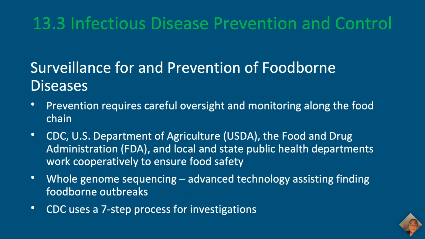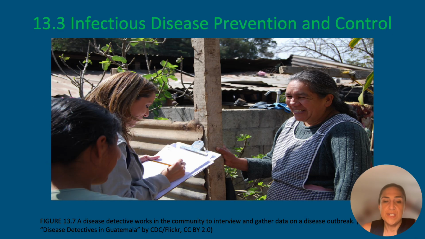When we think about foodborne disease, prevention really requires careful oversight and monitoring along the food chain. So the CDC, the U.S. Department of Agriculture, the Food and Drug Administration, and local and state public health departments are all working together. They're looking at food safety, and whole genome sequencing uses advanced technology to assist with finding foodborne outbreaks. And the CDC is using what is called a 7-step process for these investigations.